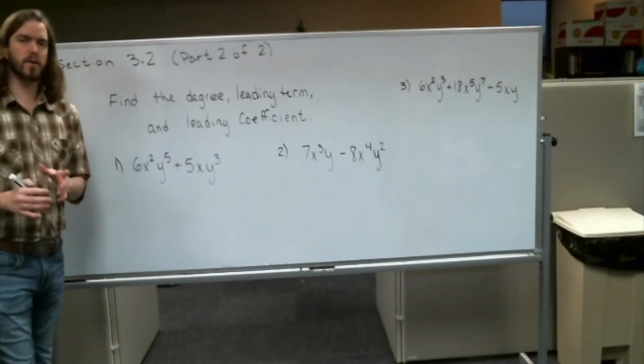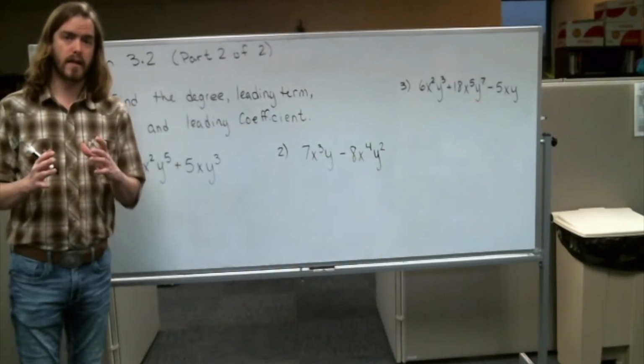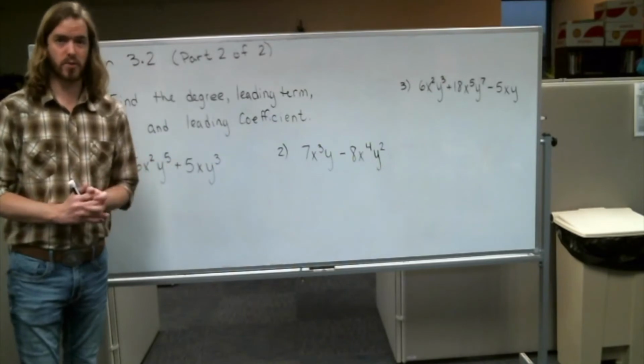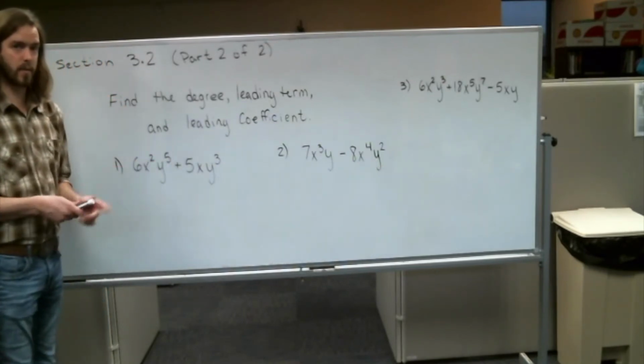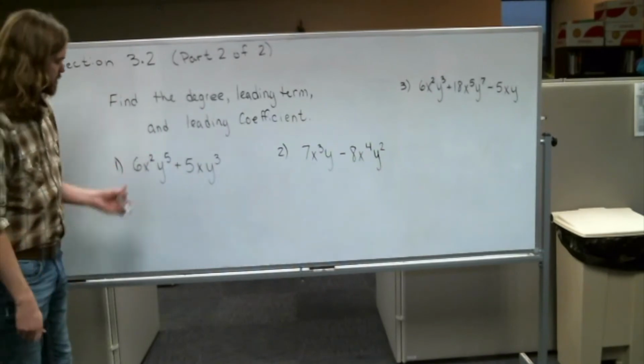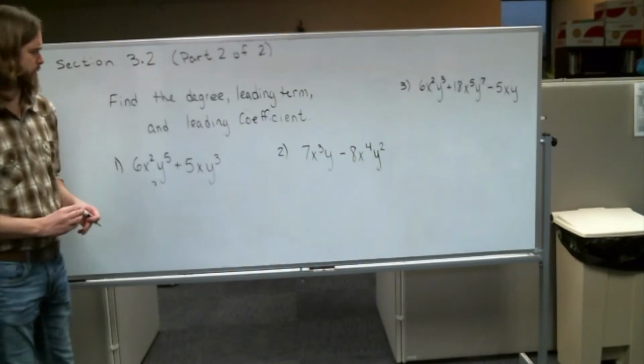Now the first thing that we want to do is find the degree of each term, and to do that we're going to add the exponents for each term individually. Right? So on this first term we have 6x squared y to the fifth. If we add 2 plus 5, we see that the degree of this term is 7. I'm just going to put a little 7 there so that we know it's there.